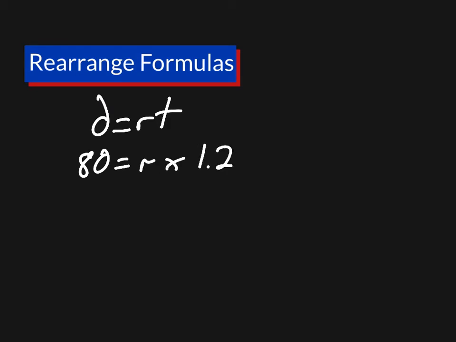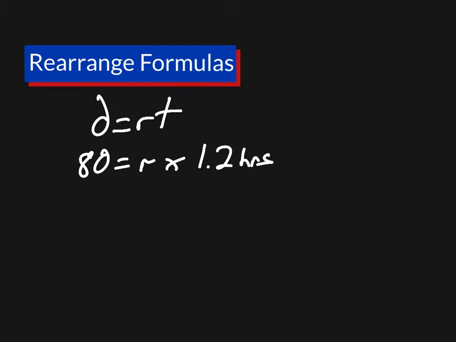Formulas can be rearranged to solve for any of their elements when the other elements are known. So for example, we know that the formula for distance is distance equals rate times time. But what if we know the distance? What if we know that the distance is 80 kilometers? We don't know the rate, but we do know that the time is 1.2 hours.